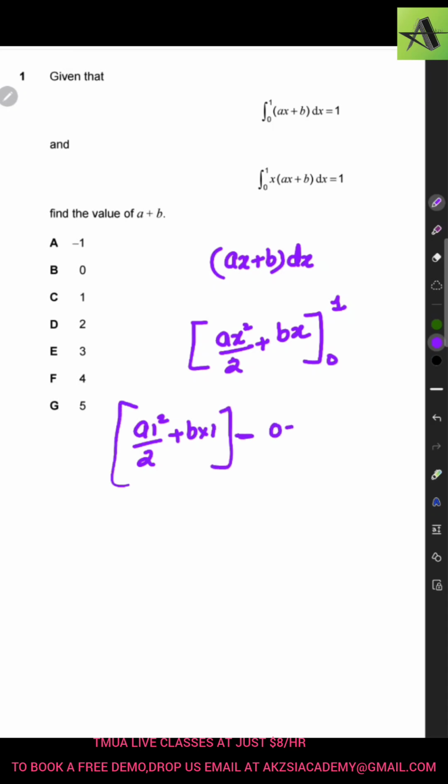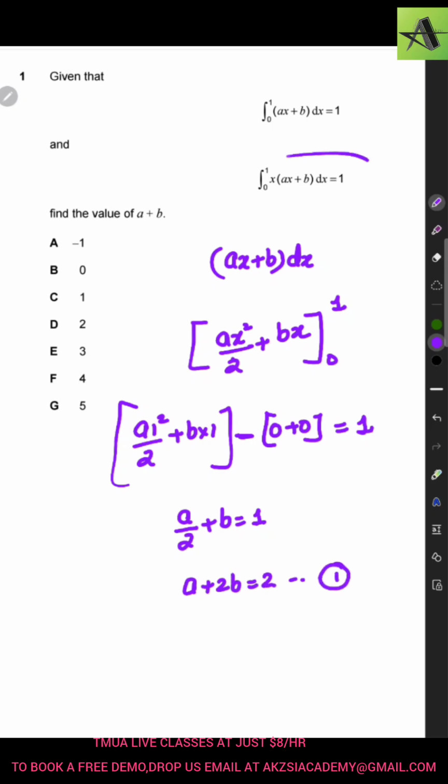So obviously this will give me 0 plus 0, and this is equal to 1. On solving, I'll get a over 2 plus b is equal to 1. Or if I multiply all the sides by 2, I'll get a plus 2b is equal to 2. That would be my equation 1.